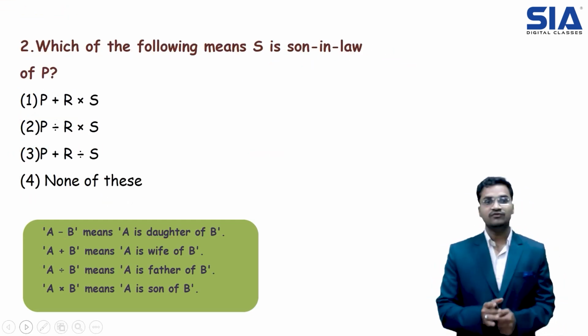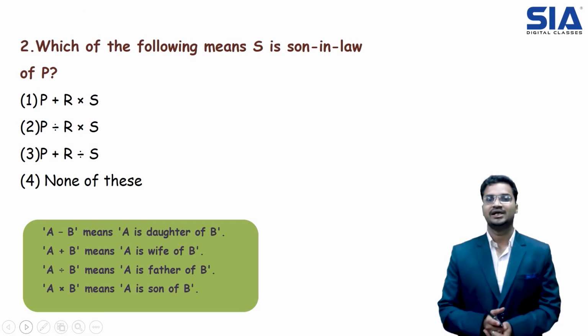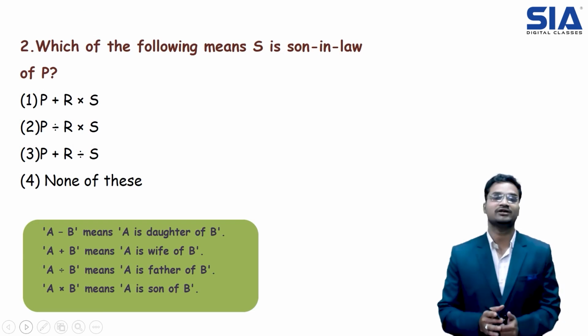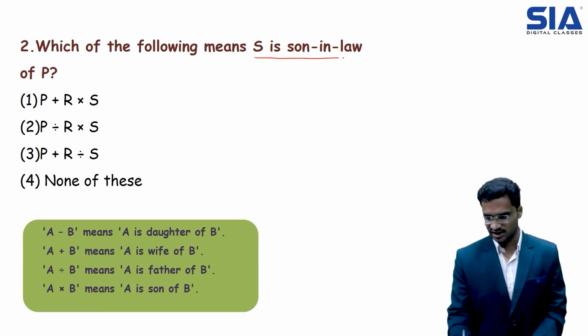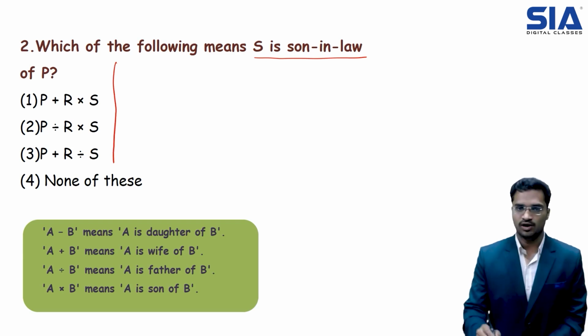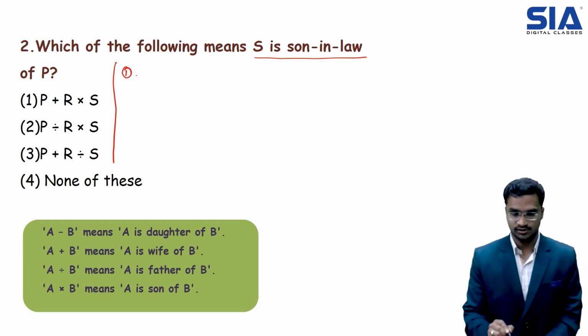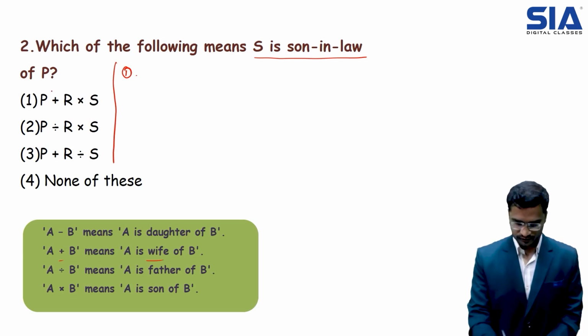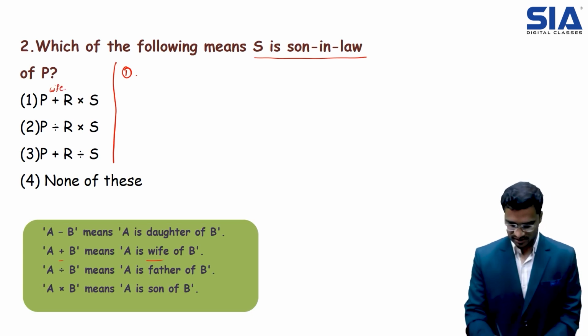In which of the following is S the son-in-law of P? So we have to find the correct option which says that S is the son-in-law of P. Let us solve this one by one. Let us take the first option. The first option says P plus R multiplied by S. So plus represents wife, so P is the wife of R. Then multiplication represents son, so R is the son of S.